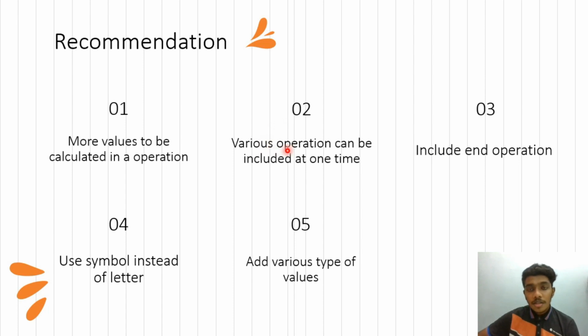Secondly, various operations can be included at one time. For this calculator, if we choose A, which is addition, only the addition operation can occur at that time. Like a scientific calculator, we just press the symbol. If you want to add, we just press plus. If you want to subtract, we just press minus, but not for our calculator.